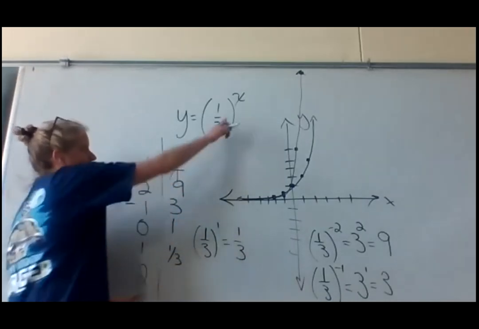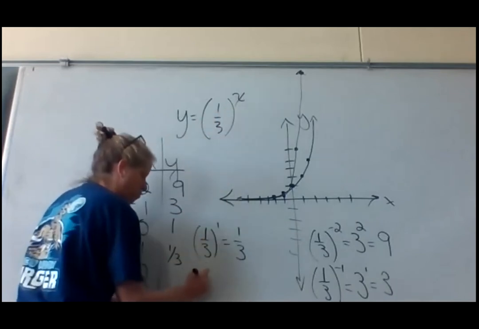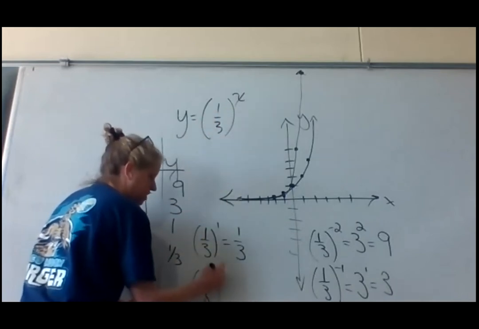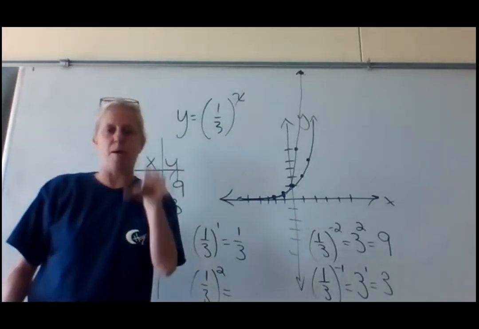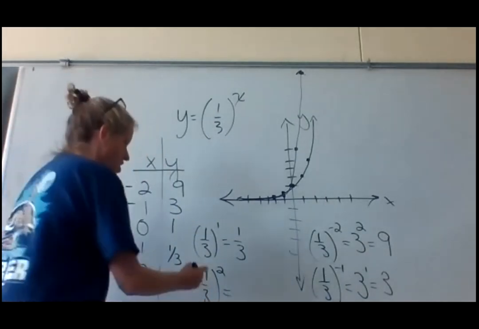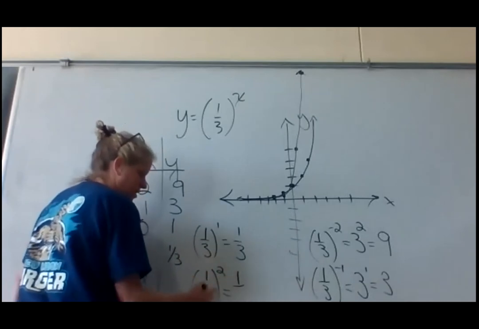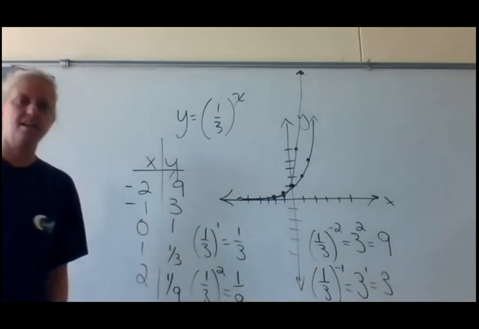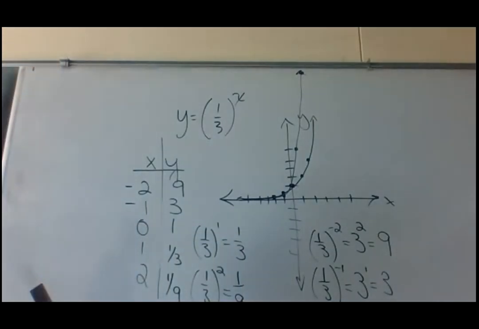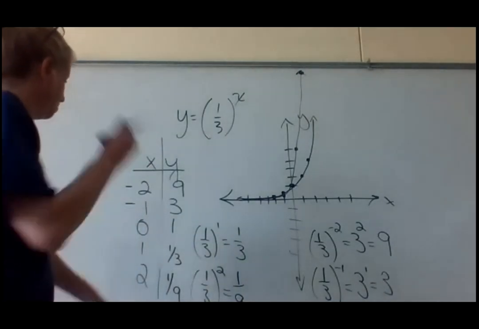And the last one, if I raise my exponent to 2, I'll have 1/3 to the second power. When you're squaring a fraction, you just think of the top and the bottom as separate numbers, kind of. 1 squared gives me 1. 3 squared gives me 9. So 1/9. Let's look what happens when I plot these points.